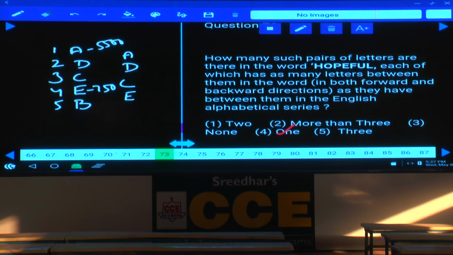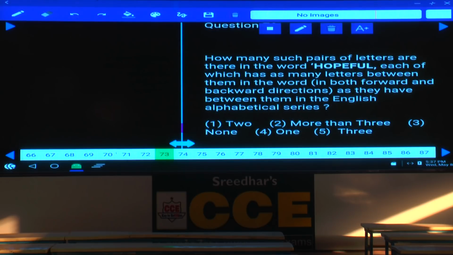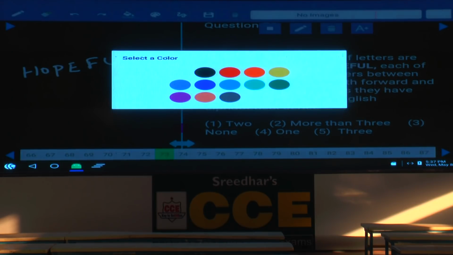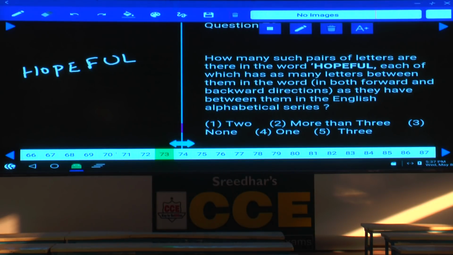Then question number 73. How many such pairs of letters are there in the word HOPEFUL which have as many letters between them as in the alphabet? Starting with O: H, O, P. Starting with H: H, I, J, K, L, M, there is no word here. Next one starting with O: O and P, O, P, Q, R, S, T, and P, E, F, there is one more, E, F. Next, L, M and O, P, L and P, M and O, P. How many are there? There are 3 as of now.